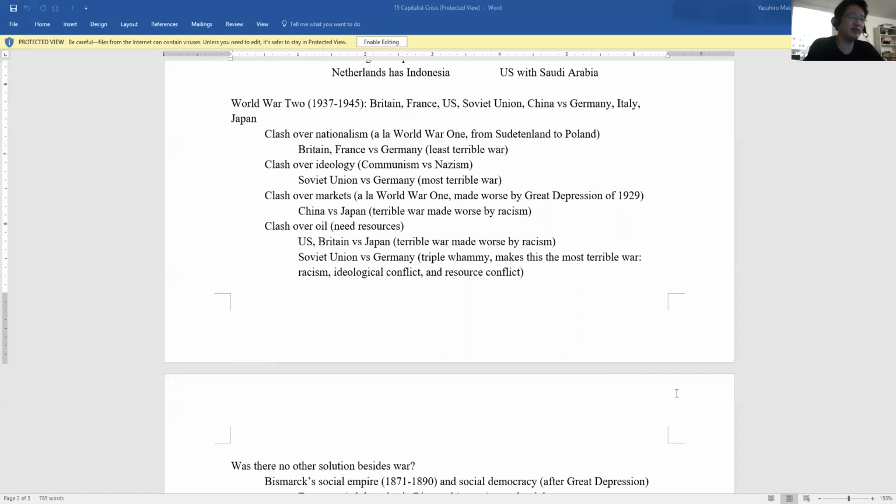When Germany invades Russia, Japan's got a choice. Japan can also invade Russia and help Germany out, or Japan can go to Southeast Asia and get the oil reserves, get the oil fields in the Dutch East Indies.